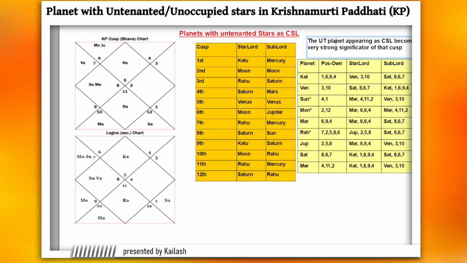The rule says the untenanted planet appearing as cuspal sublord becomes a very strong significator of that cusp. This is a very important rule in KP, and if you rely on this particular table, you are most likely to miss this important rule in KP. The untenanted planet appearing as cuspal sublord becomes a very strong significator of that cusp.